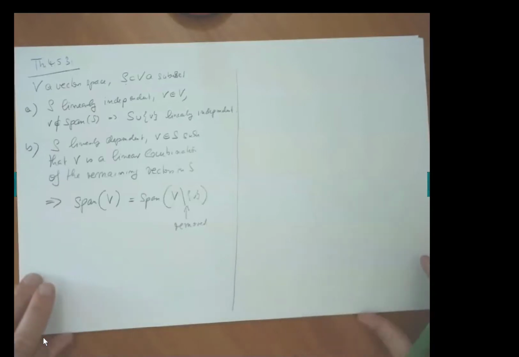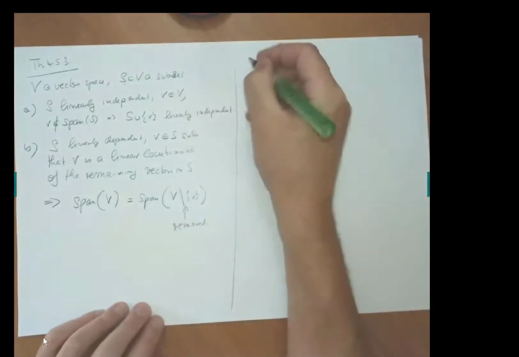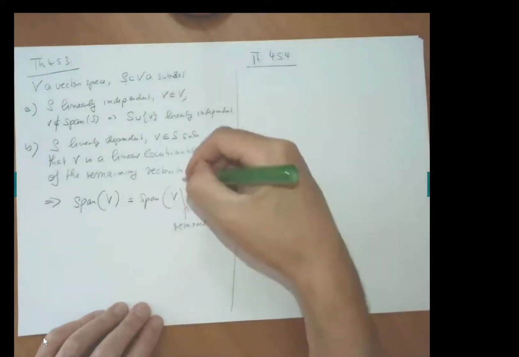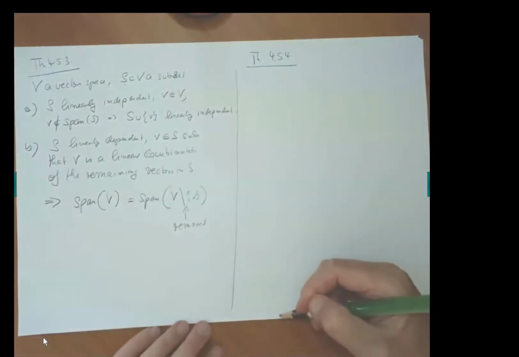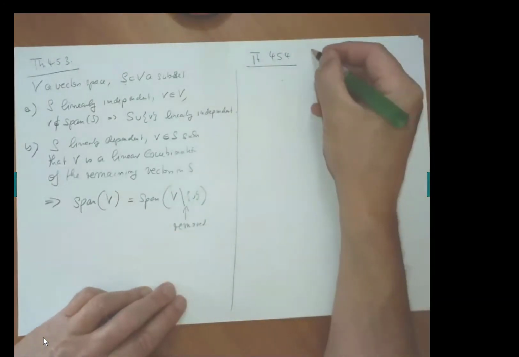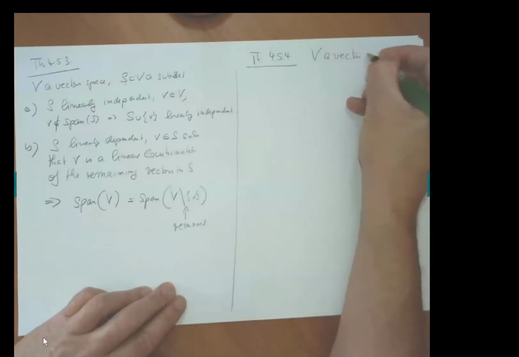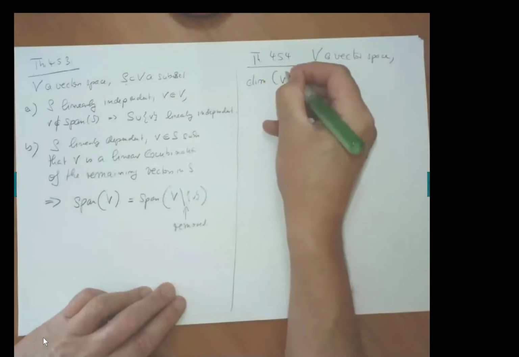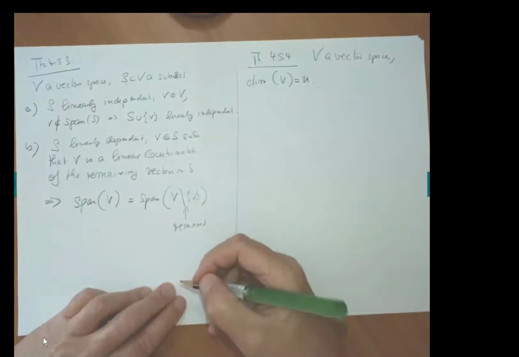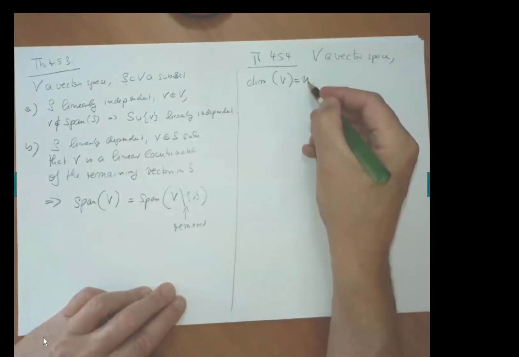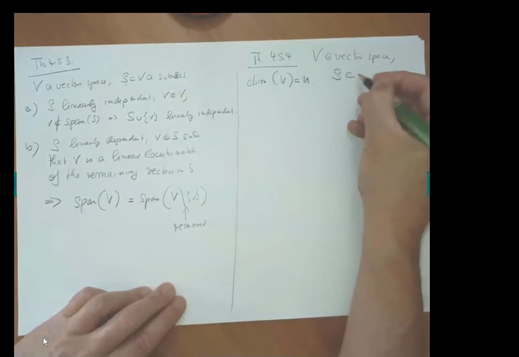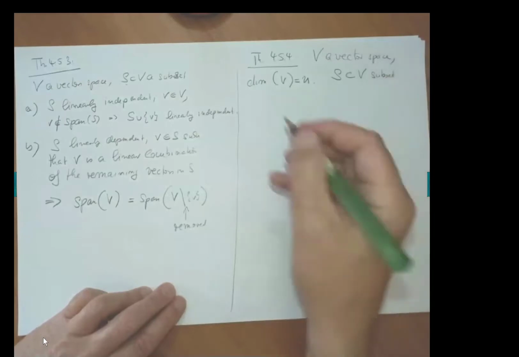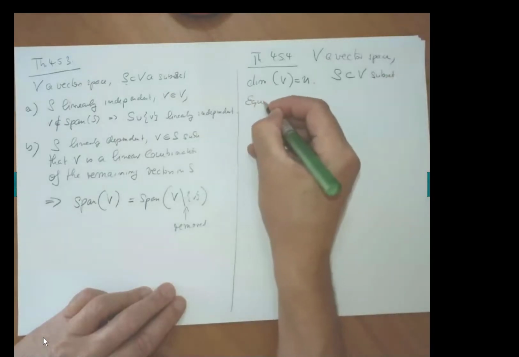And now, based on this, one can show the following. Theorem 4.54. Essentially, this is only there to prove this and also to help prove the next result. So V a vector space, dimension of V equal to n. And so it means there is a basis with n elements, and S in V a subset. Then we have the following equivalent statements.